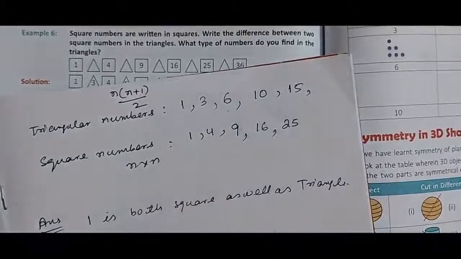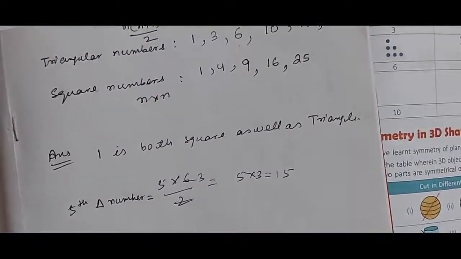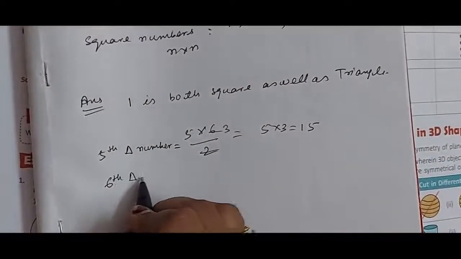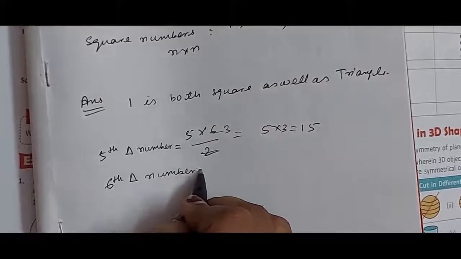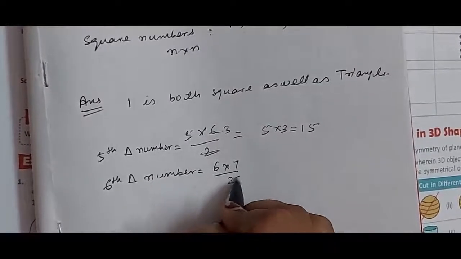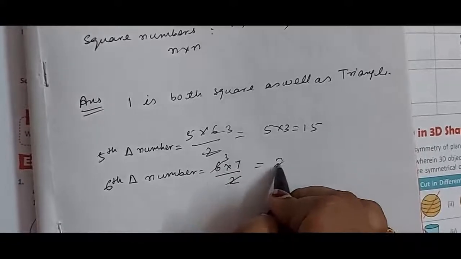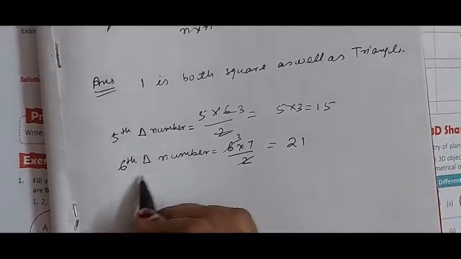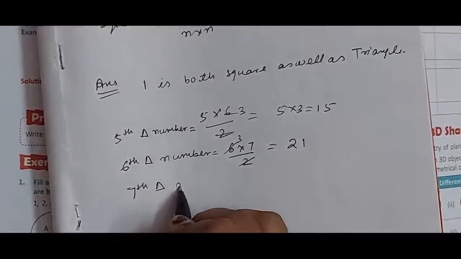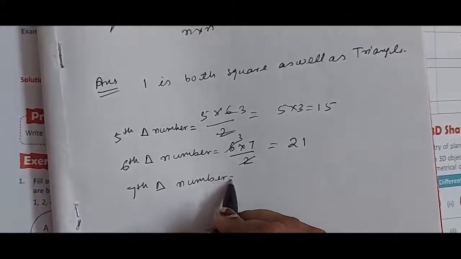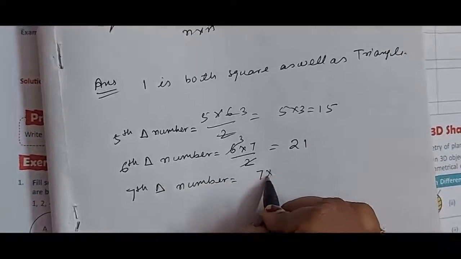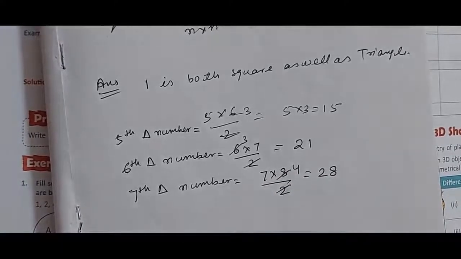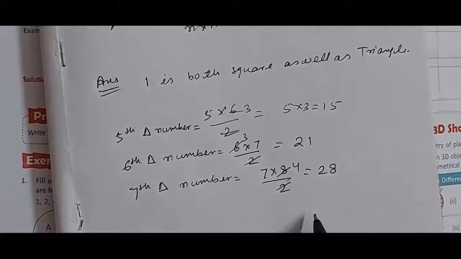Okay. Now let us come to the sixth triangular number. The sixth triangular number is 6 into 7 by 2. So 2 3s are 6, so 7 into 3, it is 21. Let us come to the seventh triangular number. That is 7 into 8 by 2, which is equal to 28. It is still not a square number, you can see here.